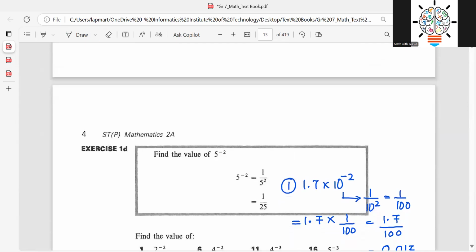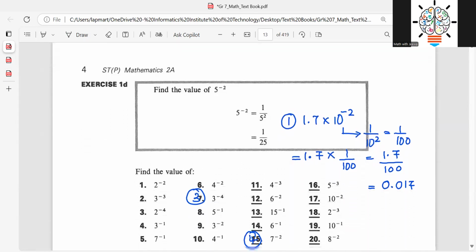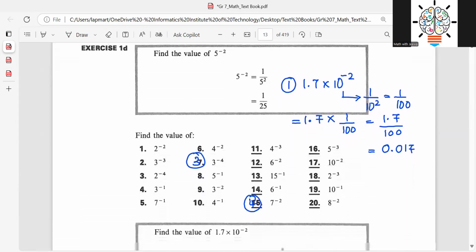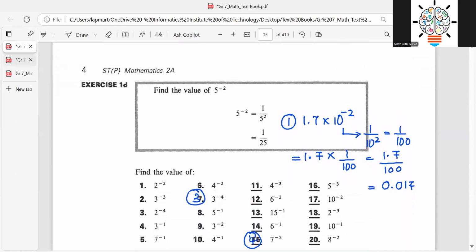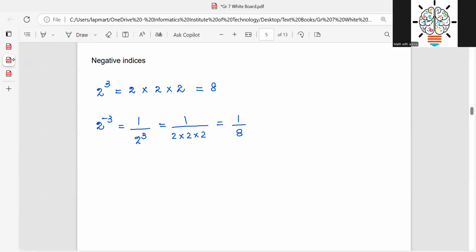Let's say anything. If you have, let's say, 5 to the power of negative 2, how do you do this? First you write 1 over 5 to the power of 2. Then we write 1 over 5 times 5, and then we write 1 over 25.